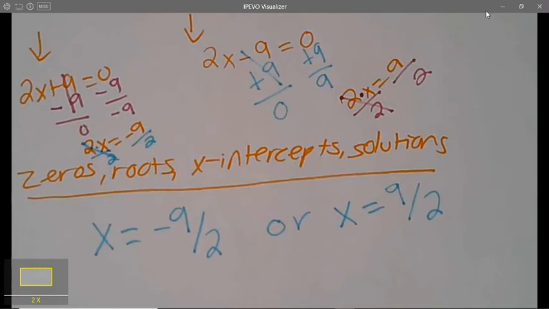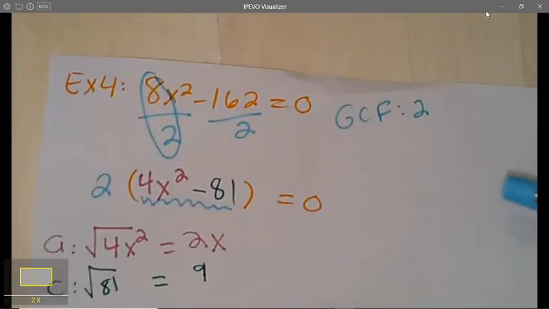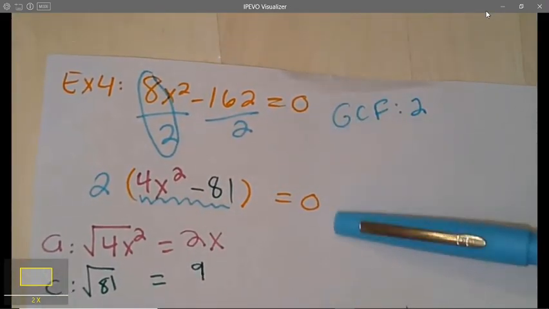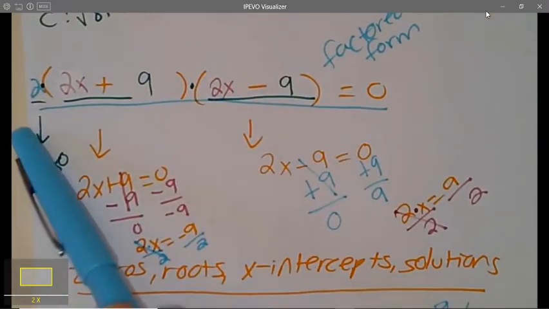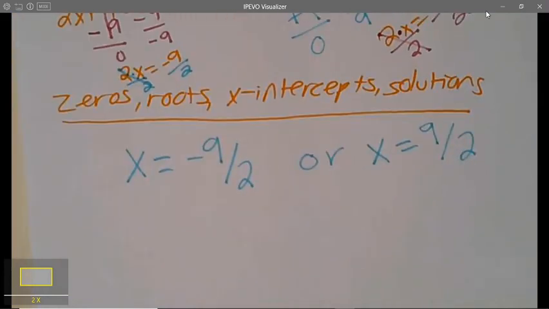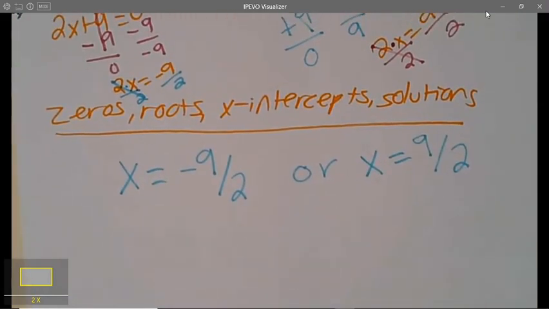And guess what, you guys? That's it. We make one side 0. We factor till we can't factor anymore. That's factored form. And then you just set every single factor equal to 0. That's all we're doing right now. Excellent work.